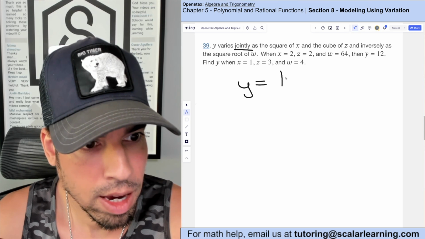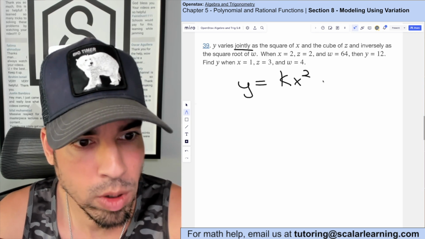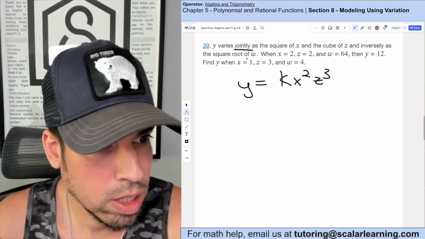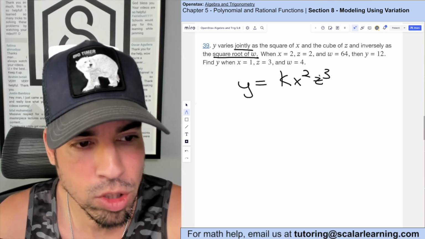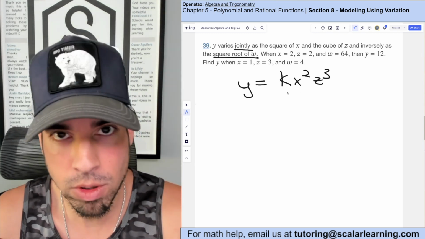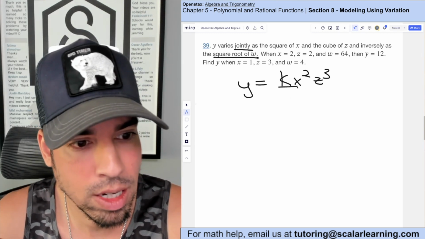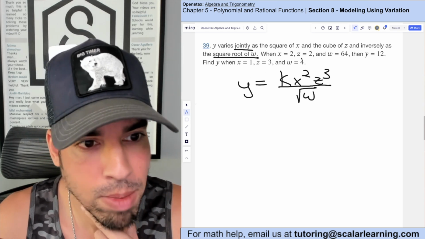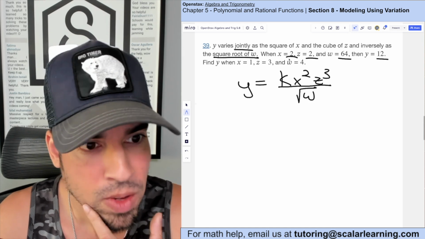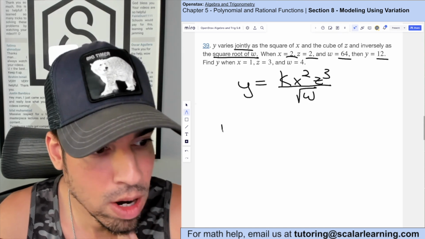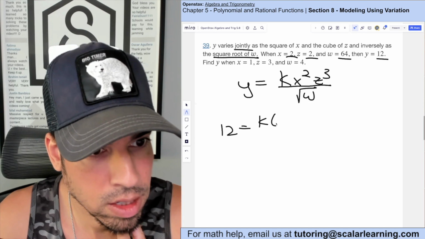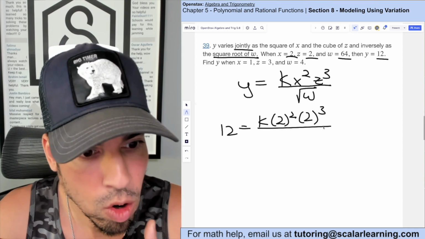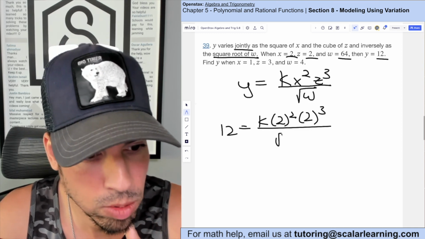Y varies jointly. Again, that's k, the square of x, that's x squared, and the cube of z, that's z cubed. And so now we talk about that inverse relationship with the square root of w. So inverse usually means k over that variable. So the piece with the inverse relationship is going to be on the bottom, the square root of w. Now we're going to solve for k by plugging in these values for x, z, w, and y. So y is 12 when x is 2, when z is also 2, then that's 2 cubed over the square root of w, and w is 64.